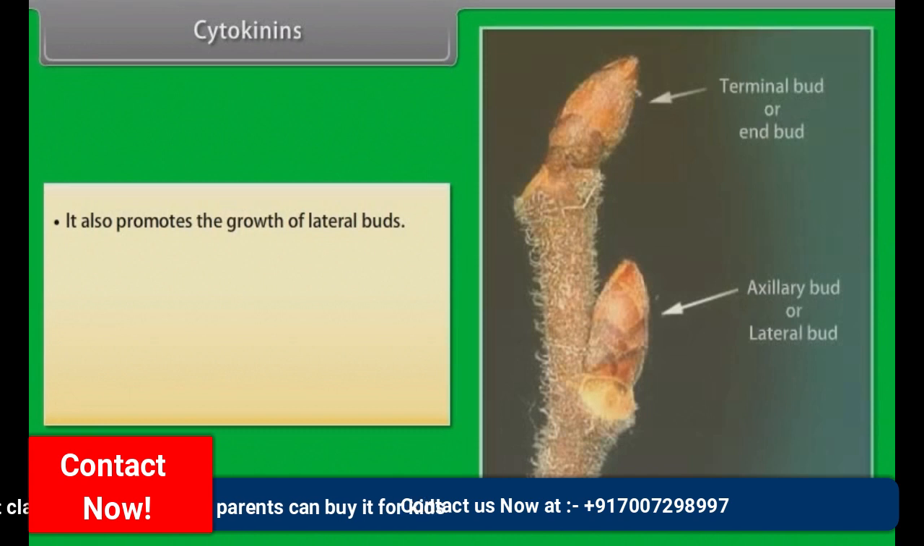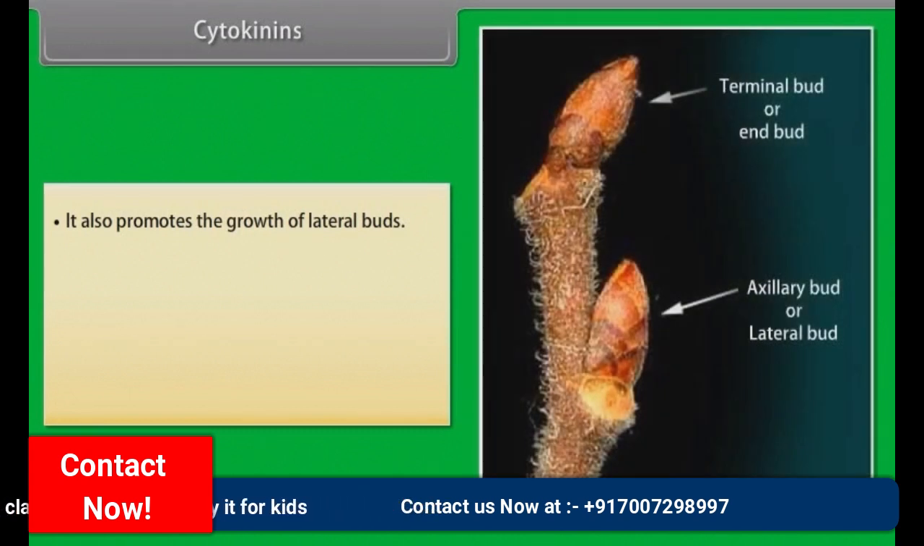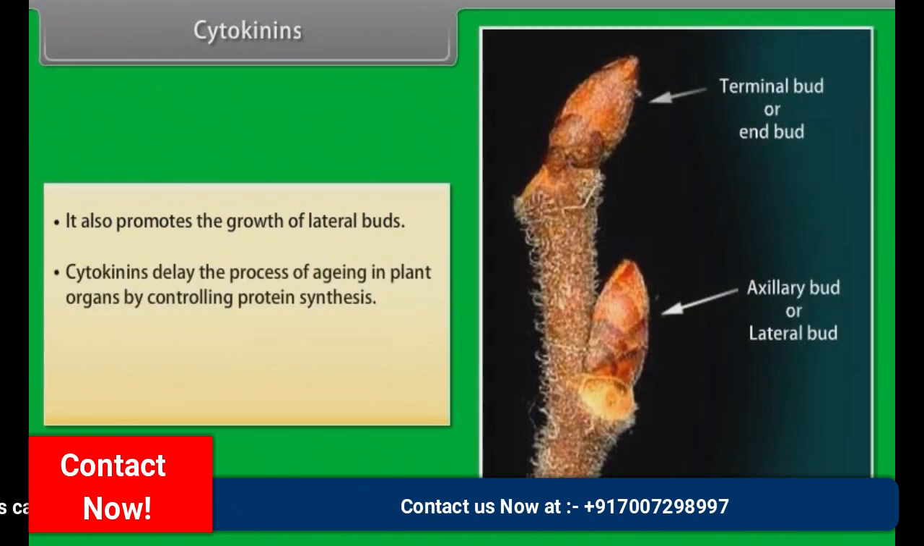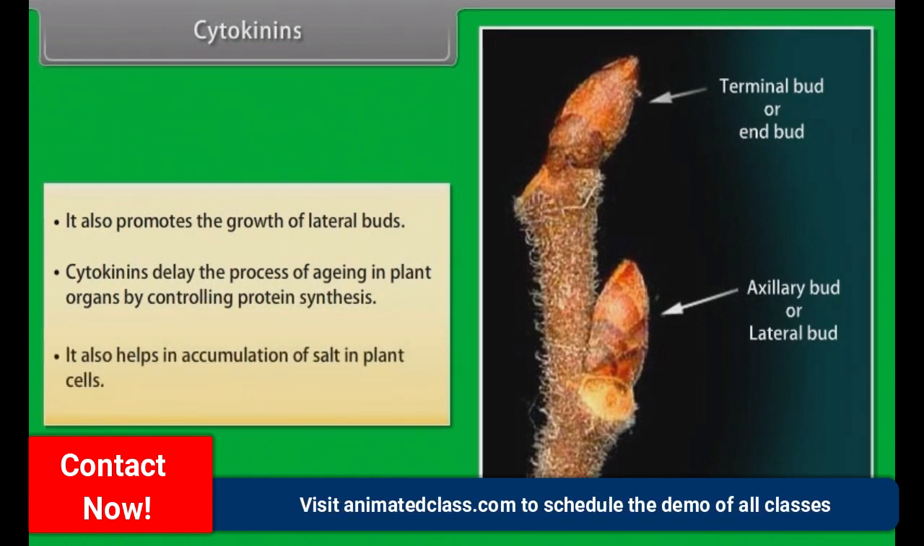It also promotes the growth of lateral buds. Cytokinins delay the process of aging in plant organs by controlling protein synthesis. It also helps in accumulation of salt in plant cells.